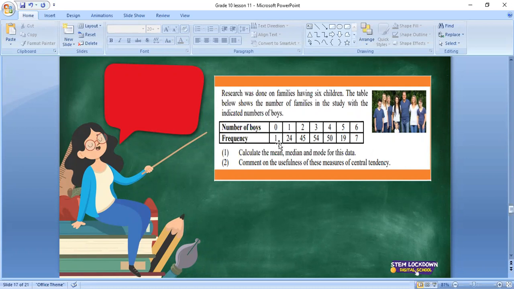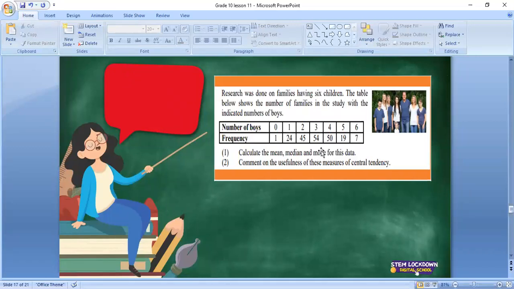You can see one family has 0 boys. 24 families have 1 boy. 45 families have 2 boys. 54 families have 3 boys. Now you add all these numbers together, and from there you can find the median. To find the median, you find the middlemost number by dividing by 2 and find the number that falls into that position.